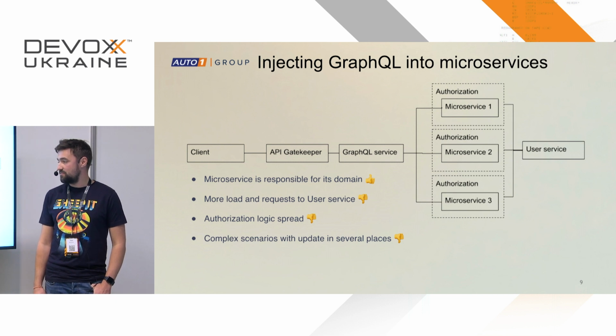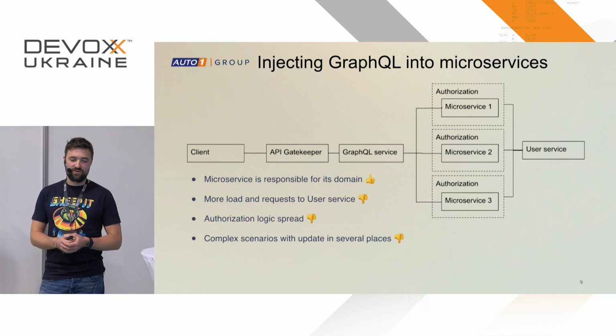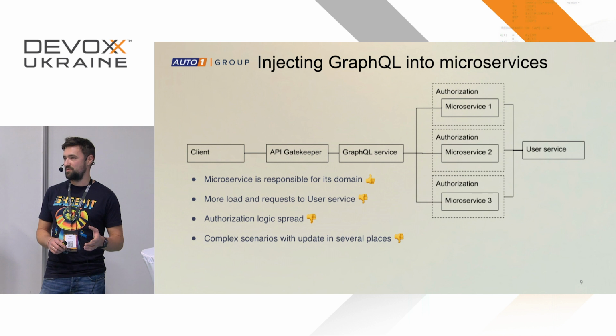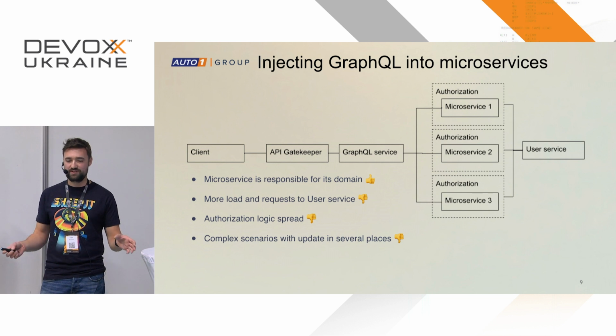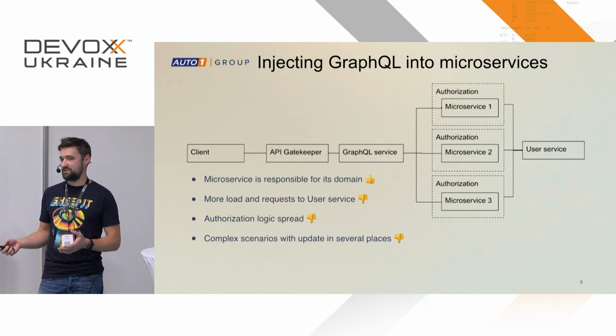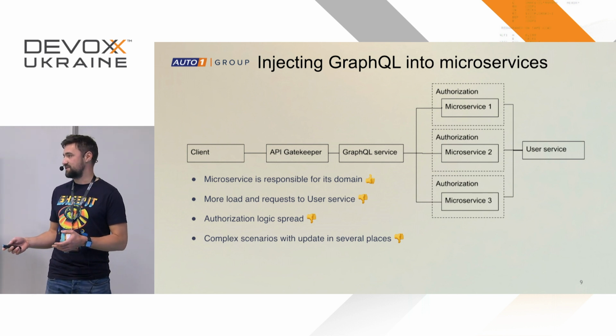And the complex scenarios. Let's imagine we have an order, and when it goes to a specific state, like a ready state, we need to also create an invoice. And in this case, we will be doing the same business operation in two microservices. And the microservice which knows about the order should not know about the permissions of the finance microservice, which keeps invoices.